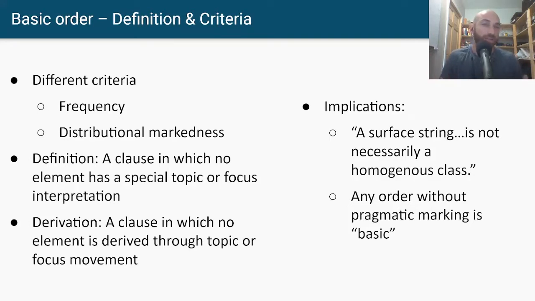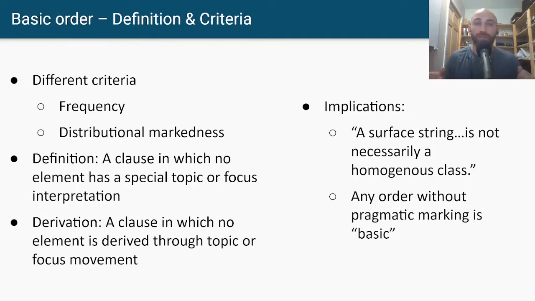So there could be an element in a topic or focus position that we just don't see reflected in the order because of other parameters in the language. So the fact that in English the normal order is subject, verb, object means that when we put focus on the subject, we actually don't really move constituents for focus in English. But in other languages you might. The point is that when we put focus on the subject, it's not changing because we had that basic order anyway. So then another implication is that any order without pragmatic marking is basic by definition, right?